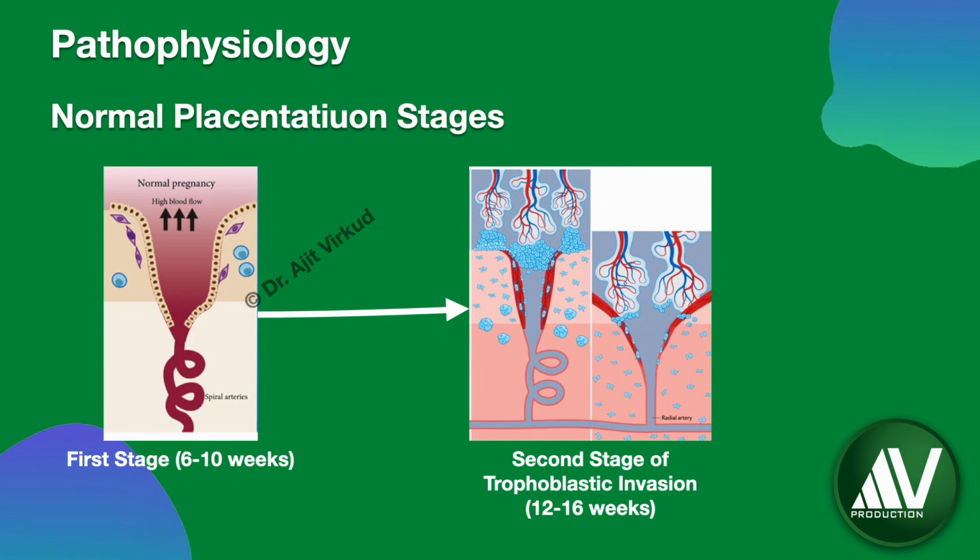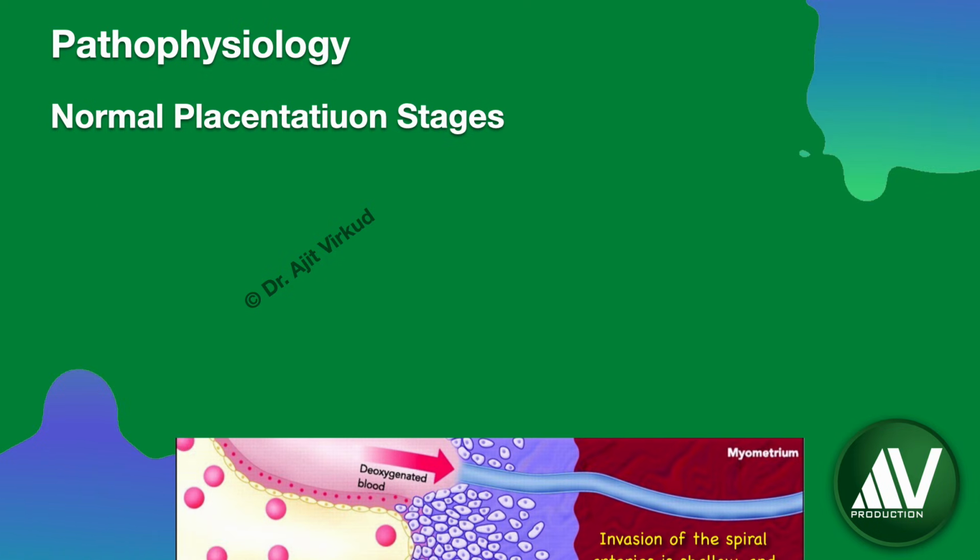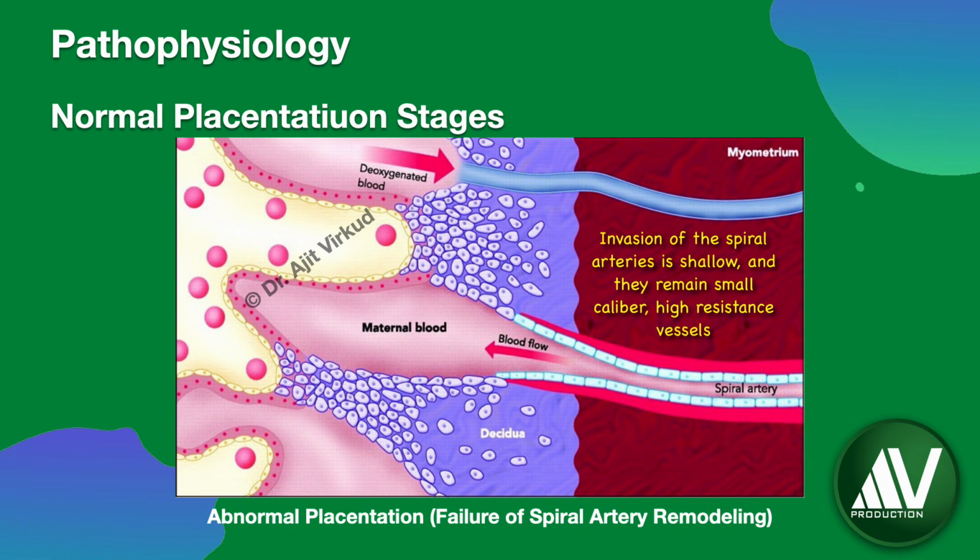However, if there is an abnormal placentation, the second wave of trophoblastic invasion does not occur. This is observed in preeclampsia, fetal growth restriction, and placental abruption. The failure of spiral artery remodeling results in persistently high resistance uteroplacental circulation. This abnormality is non-invasively detected using uterine artery Doppler.